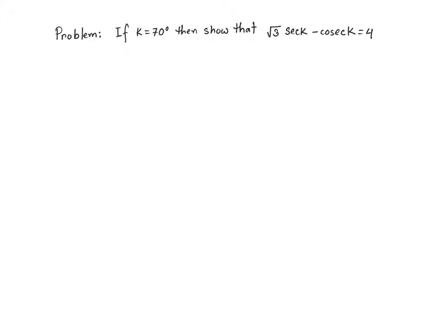In this video, I am going to solve this problem. The problem is, if k is 70 degrees, then show that square root of 3 times secant k minus cosecant k is equal to 4.